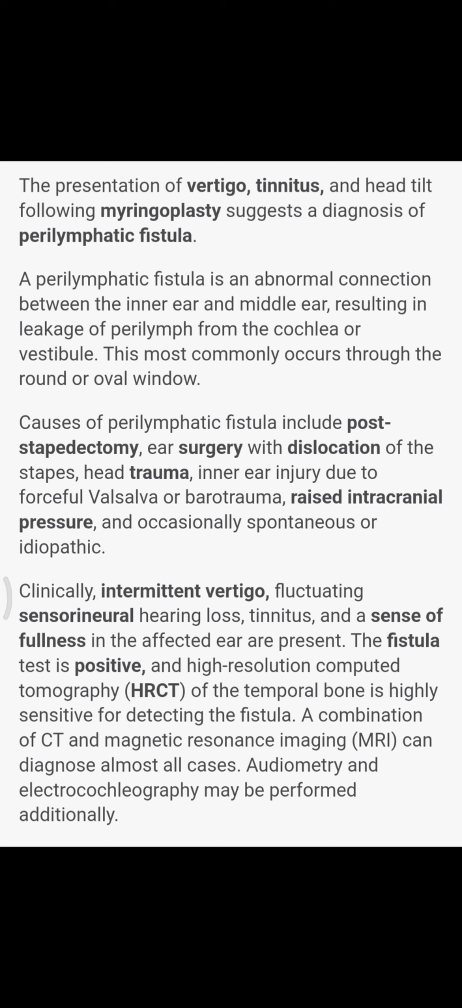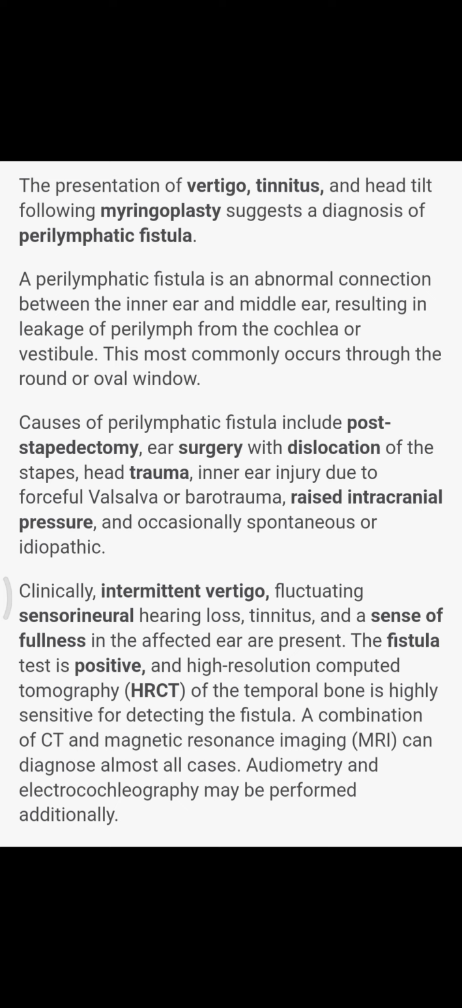In perilymphatic fistula, the presentation will be of vertigo, tinnitus, and head tilt following myringoplasty. Alright, so what is perilymphatic fistula? It is an abnormal connection between inner ear and middle ear, resulting in leakage of perilymph from the cochlea or vestibule. Okay, so there is a leakage of perilymph from the cochlea or vestibule. This most commonly occurs through the round or oval window.